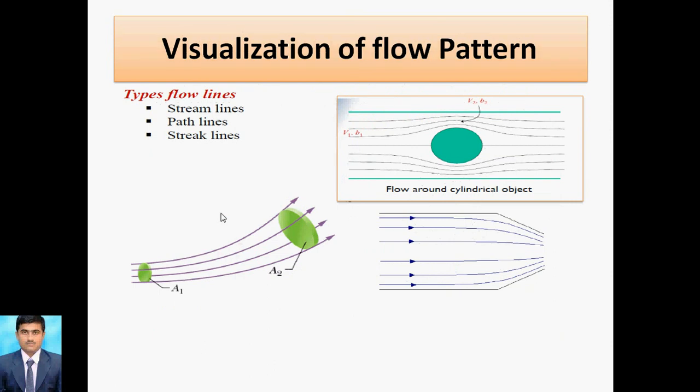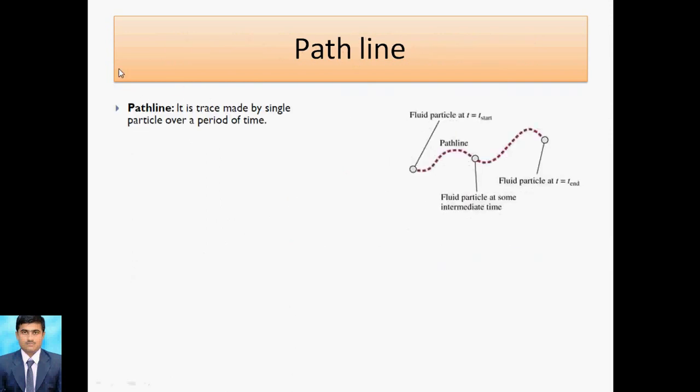So actually there are types of flow lines. First is the streamline, second is the path line, and third is the streak line. First of all, we look at the path line. It is a trace made by a single particle over a period of time. So if you choose a particle and select a particular time, and trace a path, that tracing of that line is called the path line.